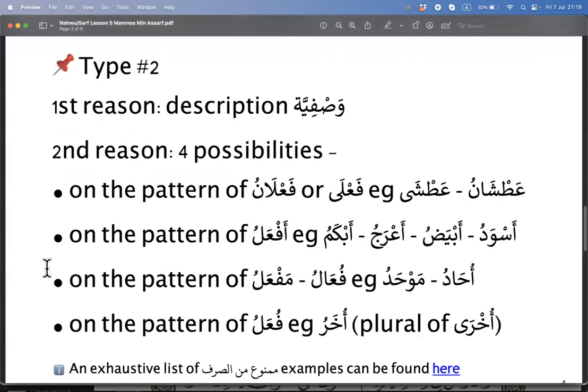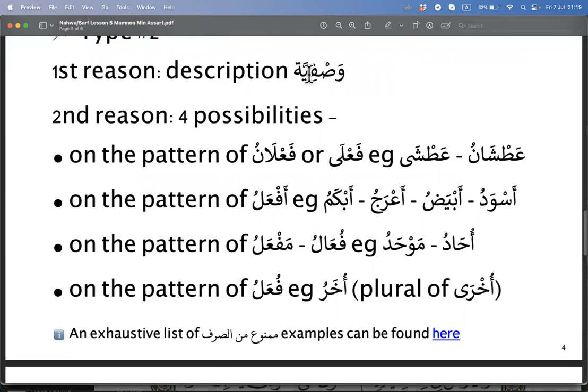The last one is also nouns with 2 reasons. This time we're talking about words that are descriptions. So one is they are descriptions. That's the first reason. The second reason is any of these patterns. The first pattern is fa'lan, or the feminine version is fa'la. Here we have an example, atshan, and the feminine version is atsha. If you have this pattern, again alif nun ending, so you can try to remember that, although it's not a name, you have alif nun, then it's going to be Mamnoo min as-Sarf. Again, this one is a feminine ending.